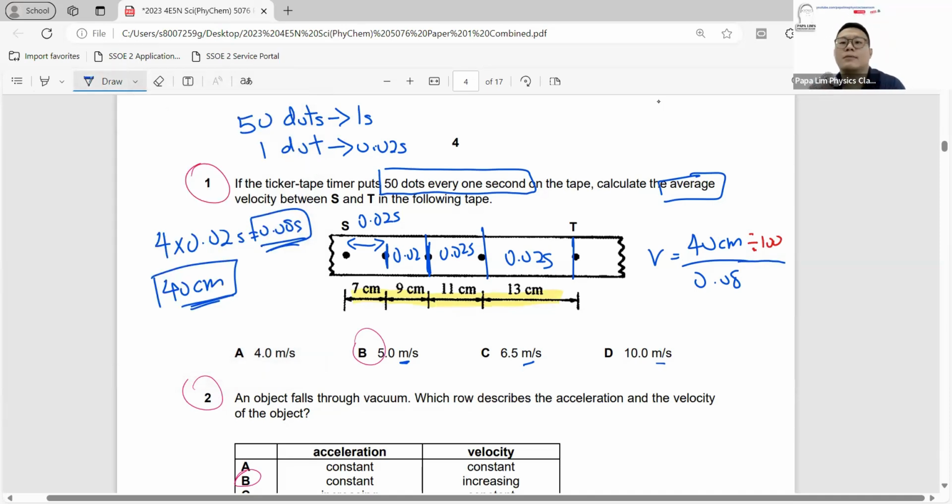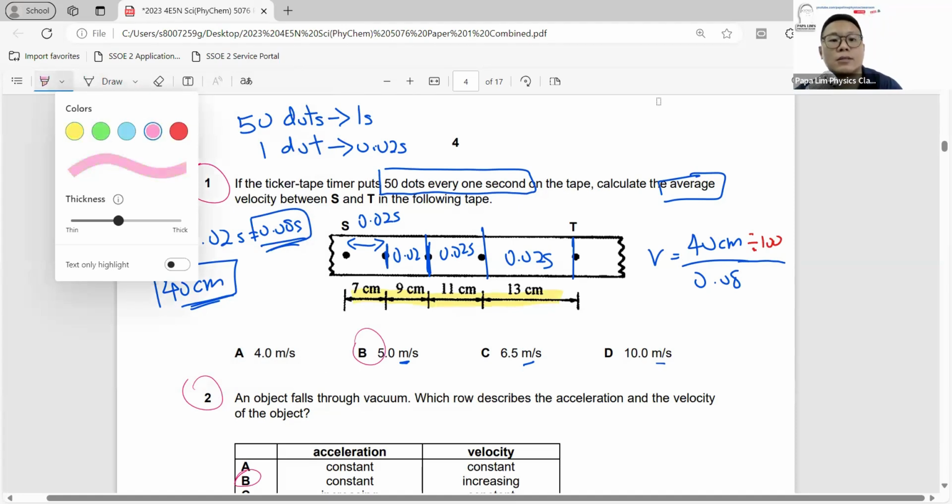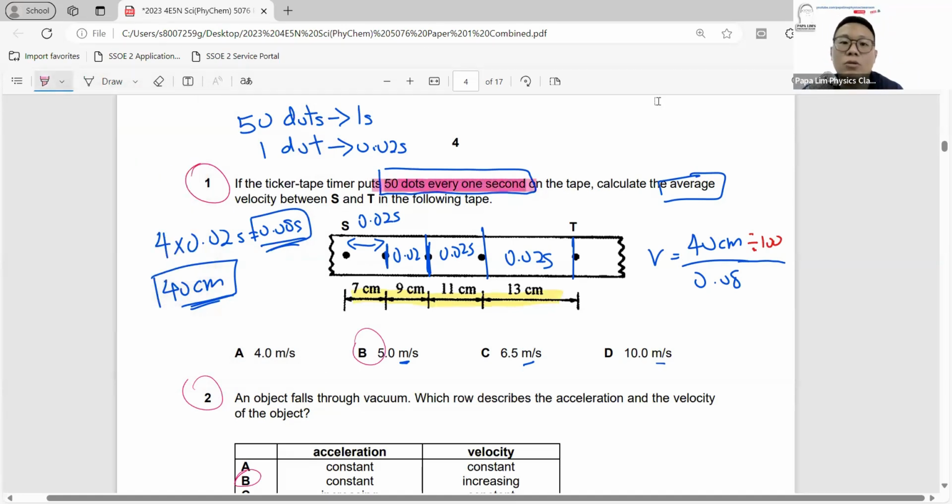For the ticker tape timer, I would say nowadays I usually don't see this type of question appearing, but nonetheless, it's something worth investigating. The ticker tape timer usually tells us this information, so students must know how to make use of it to derive that 1 dot is 0.02 seconds. Only with this first step can students calculate the total time. And then with the total distance, you will be able to find the average speed of the object. Distance-wise, most students are able to find it. It's the time that you must be careful with.